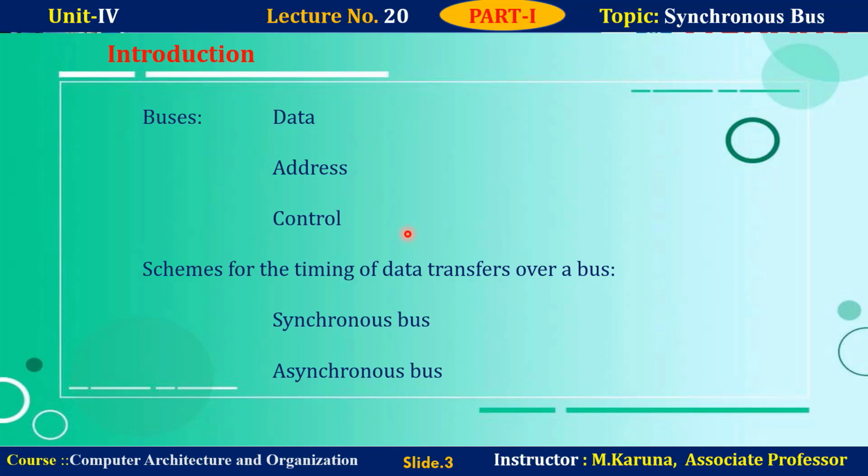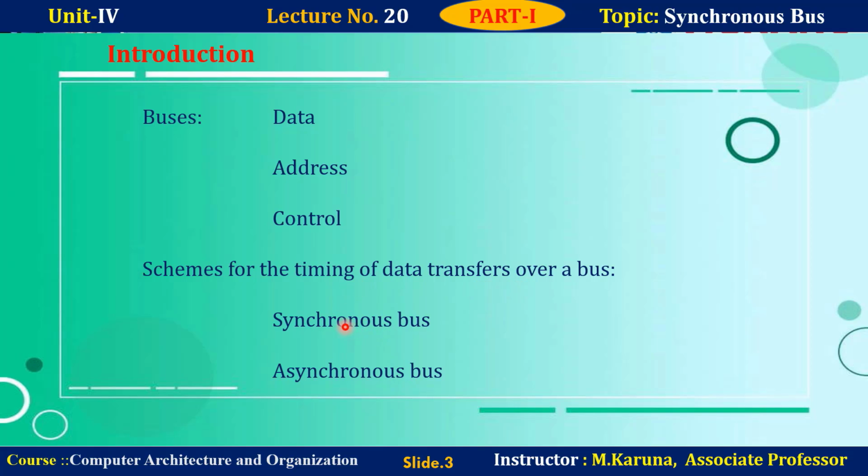Data bus. Data can be transferred in several sizes such as byte, word, or long word. The bus control signals also carry timing information. They specify the times at which the processor and the I/O devices may place data on the bus or receive data from the bus. There are several schemes for the timing of data transfers over a bus.